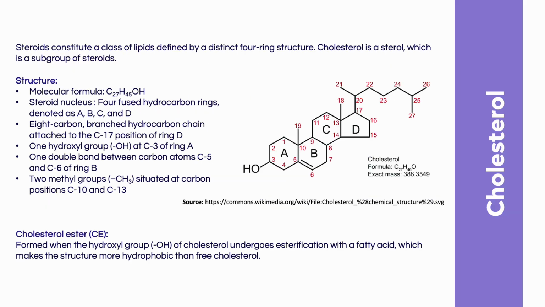Steroids represent a distinct class of lipids, characterized by a unique 4-ring structure. Within this class, cholesterol stands as a sterol, belonging to a subgroup of steroids. The structure of cholesterol is defined by the molecular formula C27H45OH. Steroid nucleus, comprising 4 fused hydrocarbon rings, denoted as A, B, C, and D. An 8-carbon, branched hydrocarbon chain, attached to the C17 position of ring D. A hydroxyl group, OH, present at C3 of ring A. A double bond, existing between carbon atoms C5 and C6 of ring B.